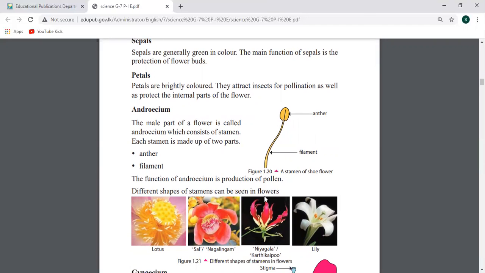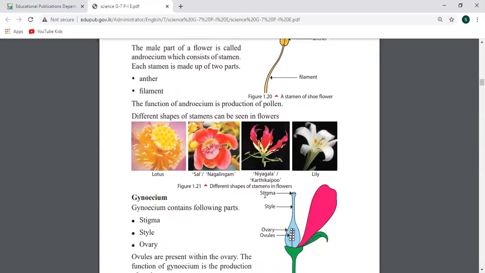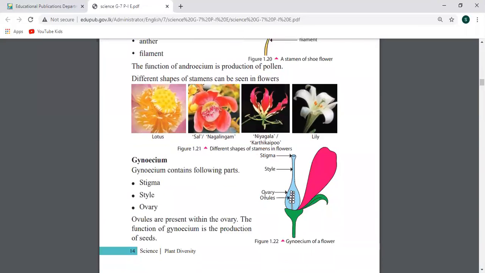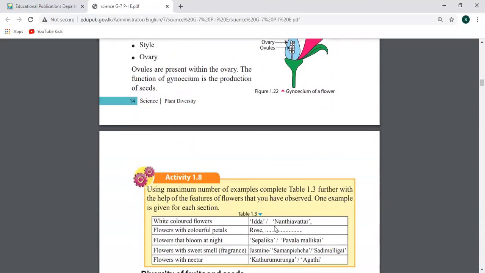it contains the stamen. So stamen has two parts called anther and filament. So stamen divides into two main parts called anther and filament. Those are all male parts. And gynoecium is the female part. Stigma, style, ovary, all those are female parts.